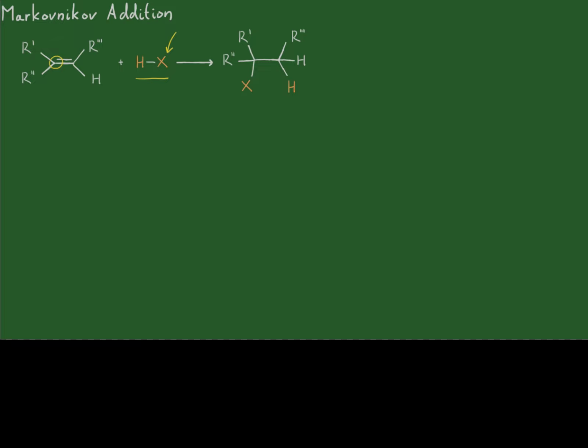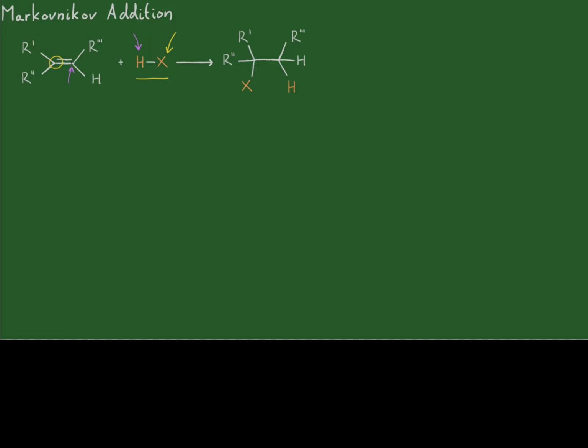Another way to look at it is to say that the hydrogen of the hydrogen halide will go to the carbon that already has a hydrogen attached to it. This is why some people refer to this reaction as the rich get richer reaction. In other words, the carbon-rich in hydrogens will get the hydrogen of the hydrogen halide.